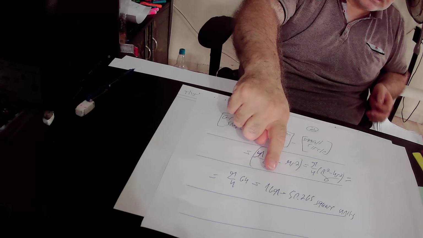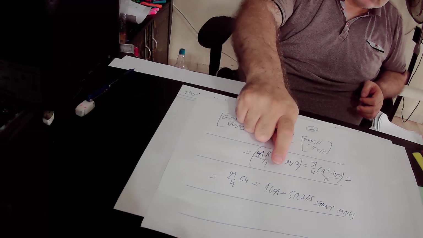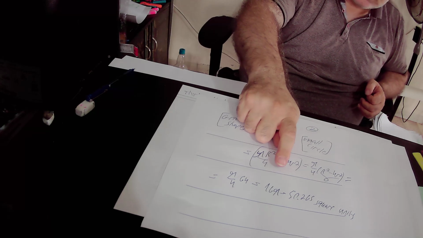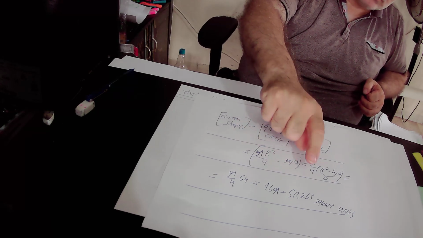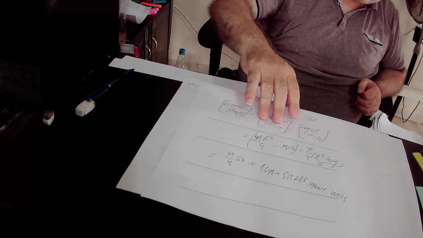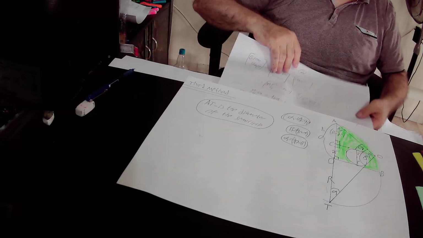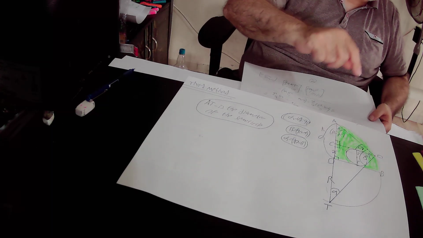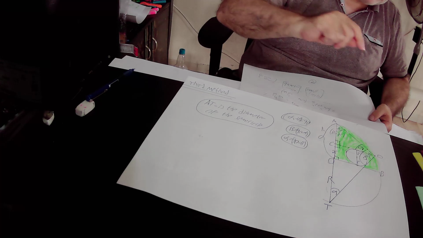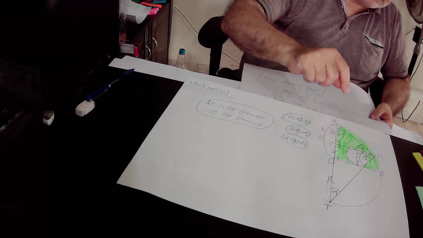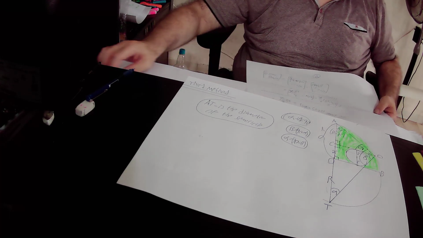So we found out that the area of the green shape equals 16 pi square units, which in terms of numbers is equal to 50.265 square units. So in all three methods, we found out that the area of this green shape equals 16 pi square units, or 50.265 square units. Okay, thank you very much.